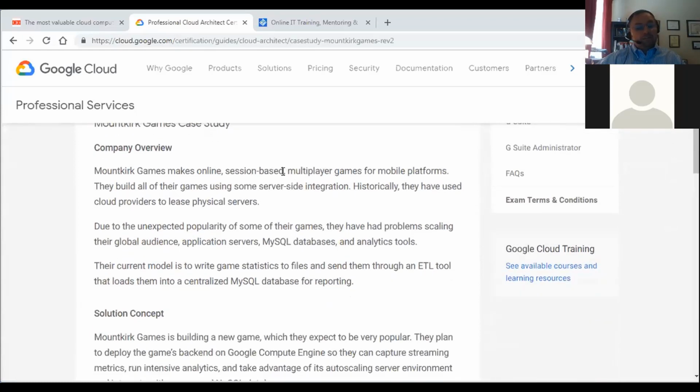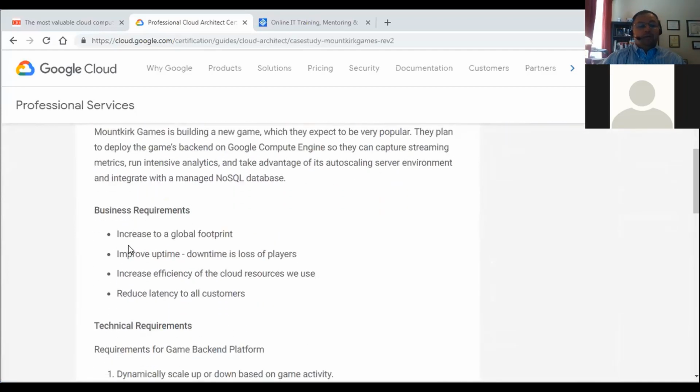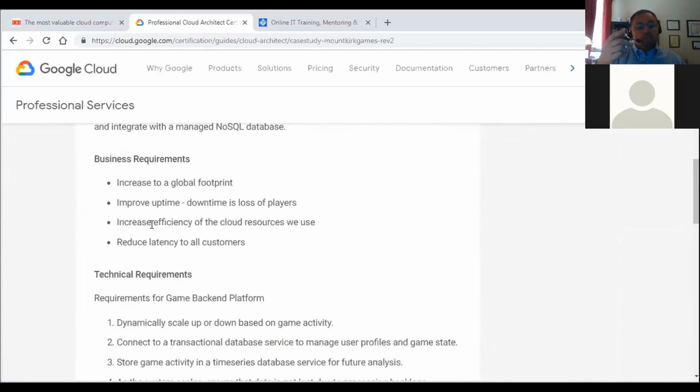Each of these case studies are different, so that's why you need to look at them. You have a company overview, the solution concept. Now, the solution concept is where the company wants to go, and what you have to look at as an architect on where things need to be planned out to get to. That's the direction you have to go in. And then they're going to have typically business requirements and technical requirements. Generally, and I'll hold off on some of this because I have some slides that detail this pretty well, but basically, they're going to ask you to answer the technical or the business requirements.